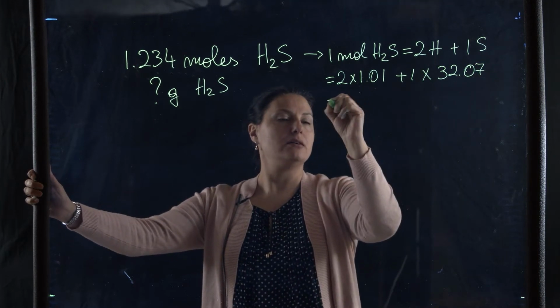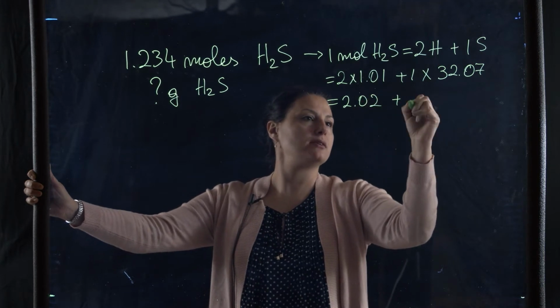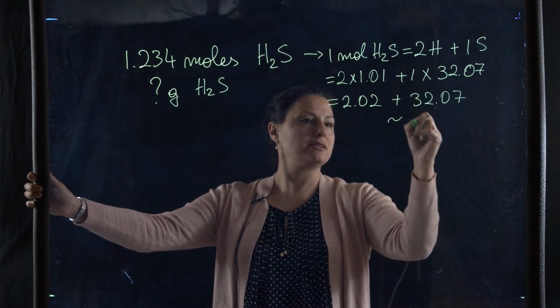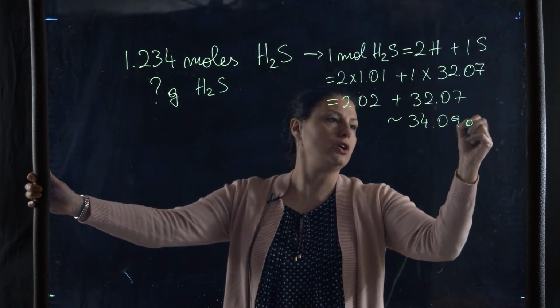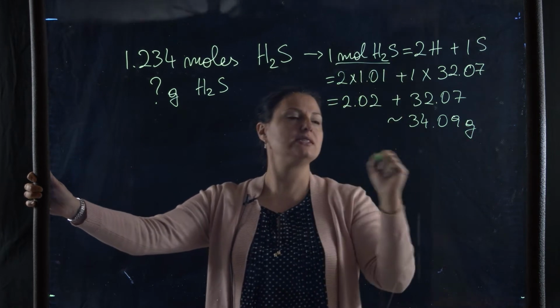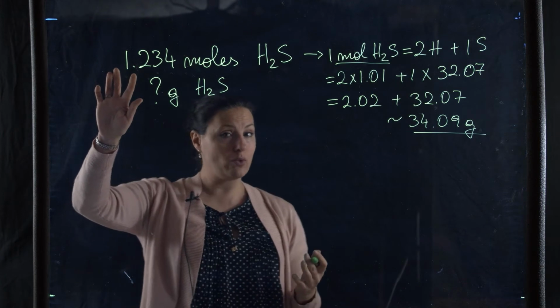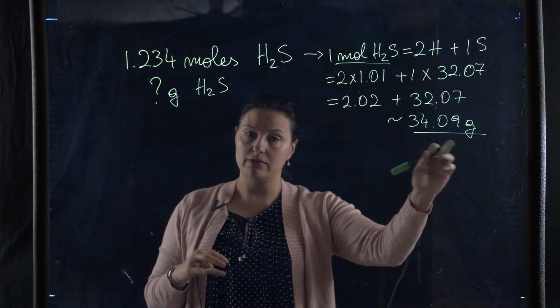This will give me 2.02 plus 32.07, which will give me approximately 34.09 grams. So 1 mole of this substance weighs this much. But I have a little more than 1 mole. Therefore, I will have a little more than 34 grams.